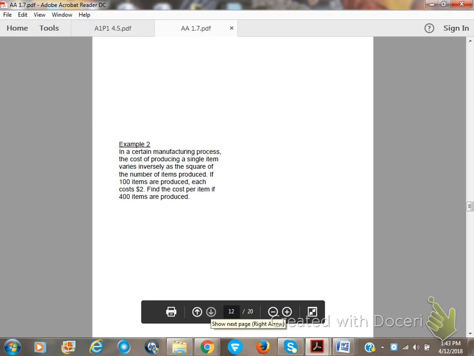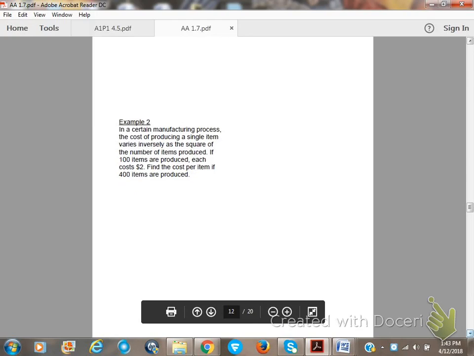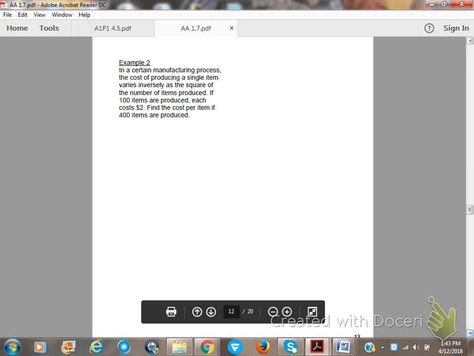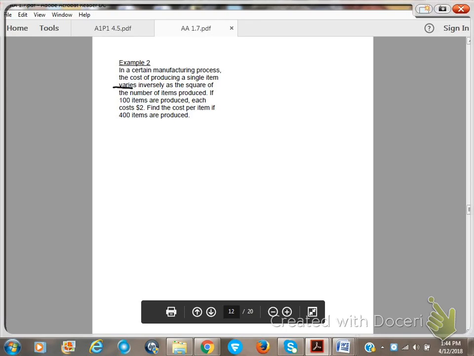Take a moment, read through it. Which type of variation are we dealing with here? Inverse, okay? So if it's inverse variation, what are we going to be doing? Dividing, yeah, okay. So our basic inverse variation looks like y equals k divided by x. But we're going to get a little bit more specific here.